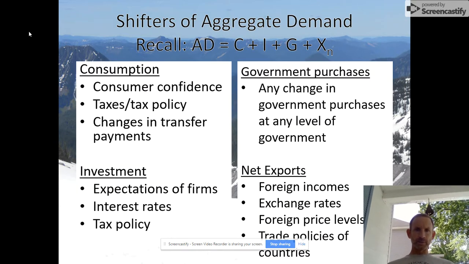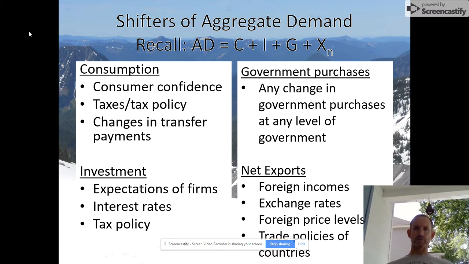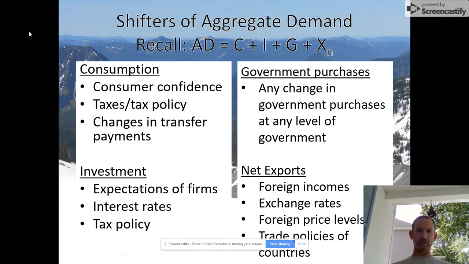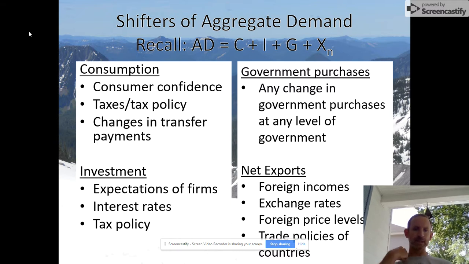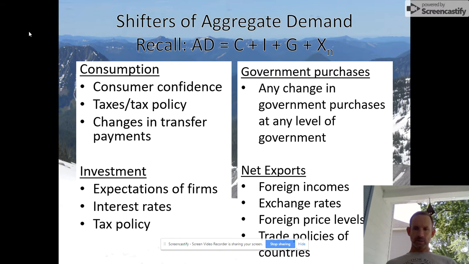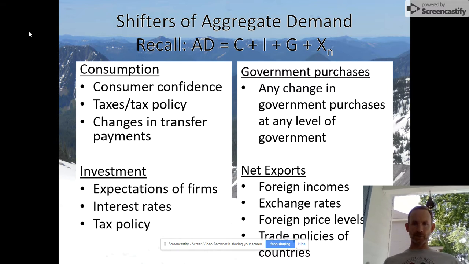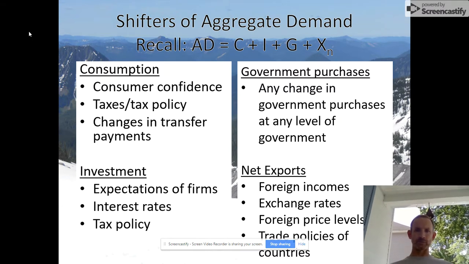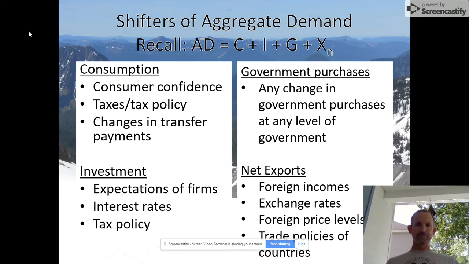So here is a complete list. Remember that aggregate demand is made up of the sum of 4 expenditures. The expenditures of consumption or households, investment, which is really investment by businesses mainly, government purchases, and net exports. So here's a more complete list of the things that can shift aggregate demand. I'm not going to go through them one by one, but just understand that changes in any of these levels of spending will change aggregate demand and shift that curve.